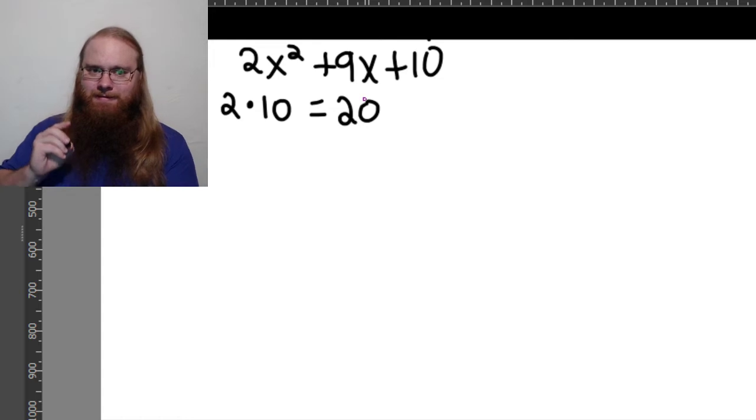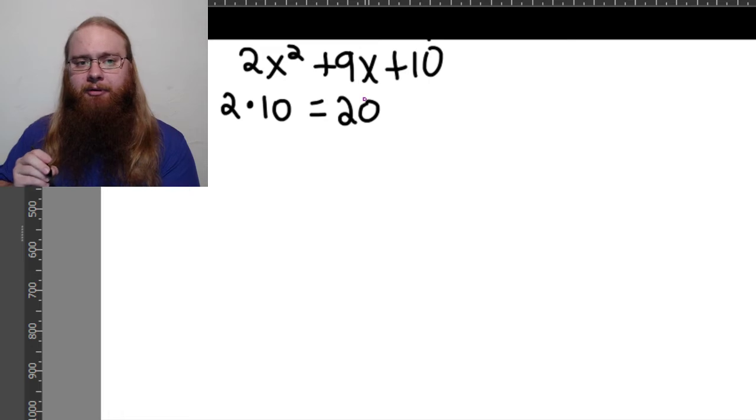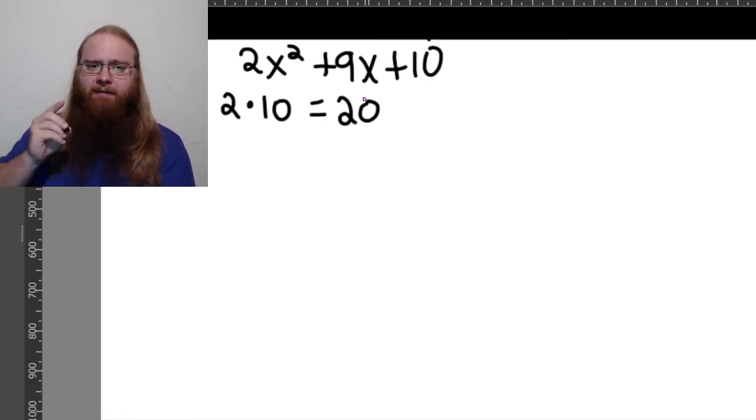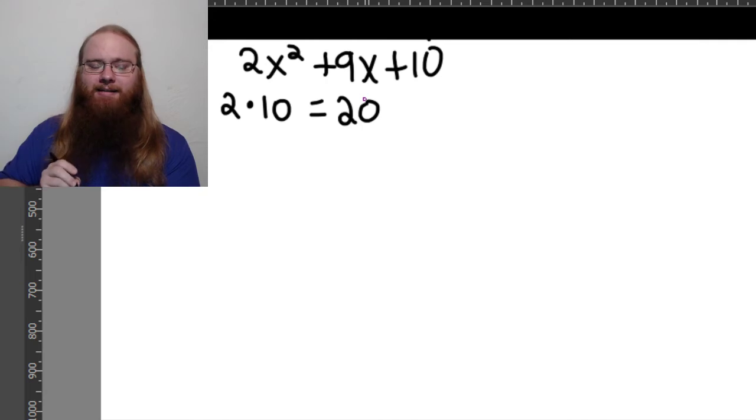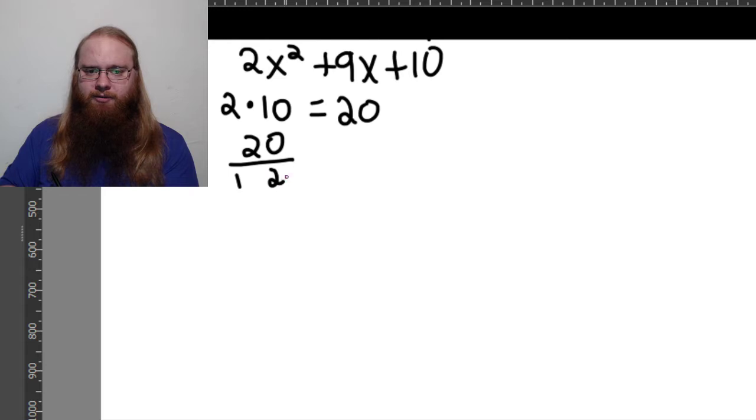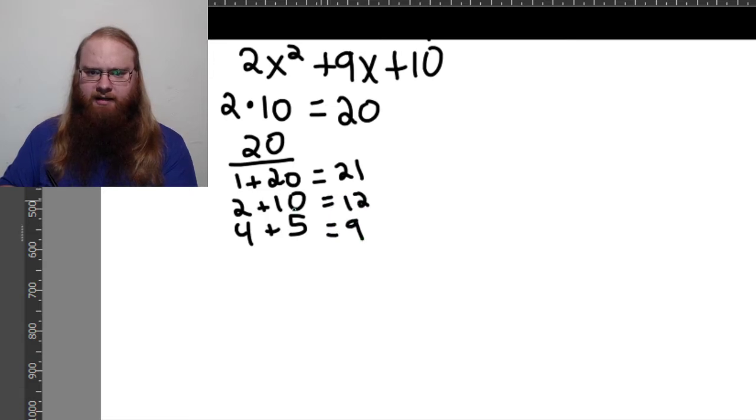Now we can continue with what factors we have of 20 to get the middle number. Remember, going back to our cheat sheet, if we have a positive middle number and a positive last number, that means our factors are going to both be positive. So, let's go ahead and find our factors of 20. We get 1 and 20, 2 and 10, 4 and 5. Go ahead and add them together. We're going to get 21, 12, or 9. The one we're looking for is 9.